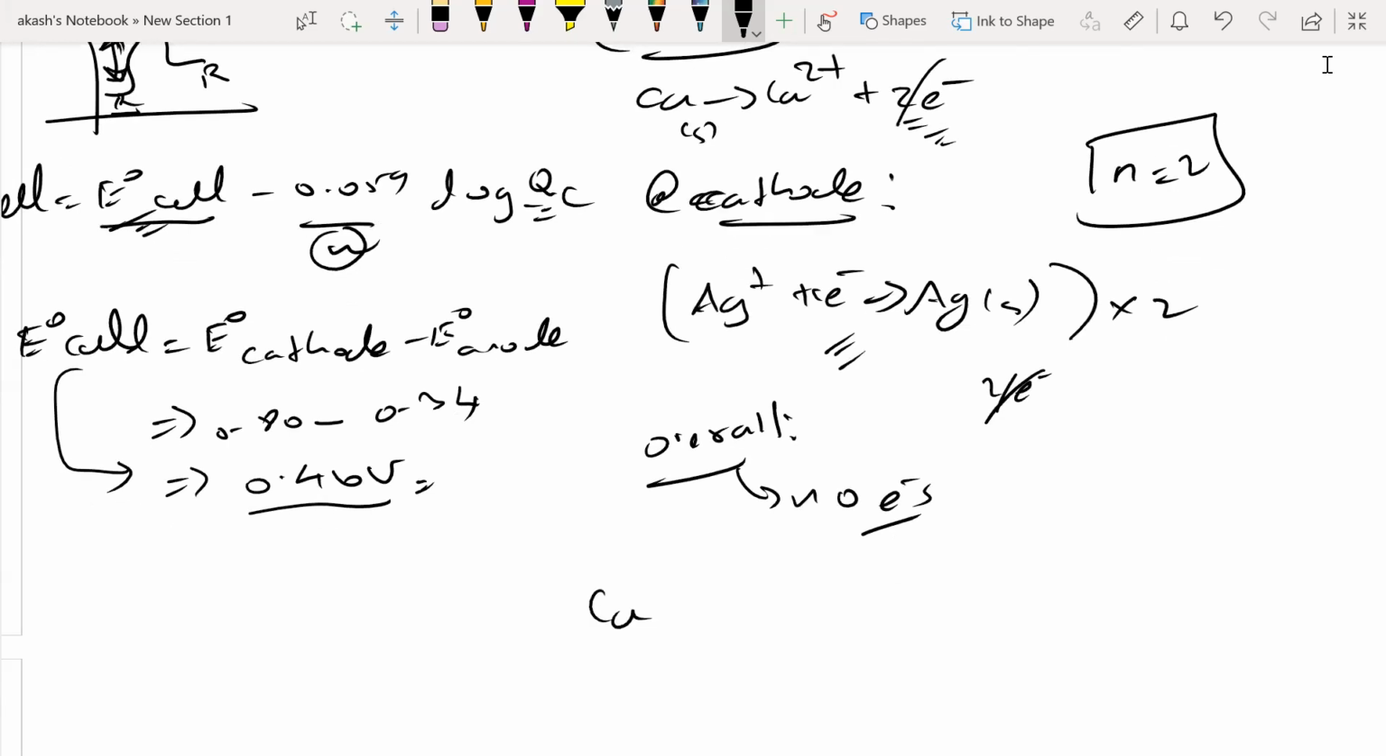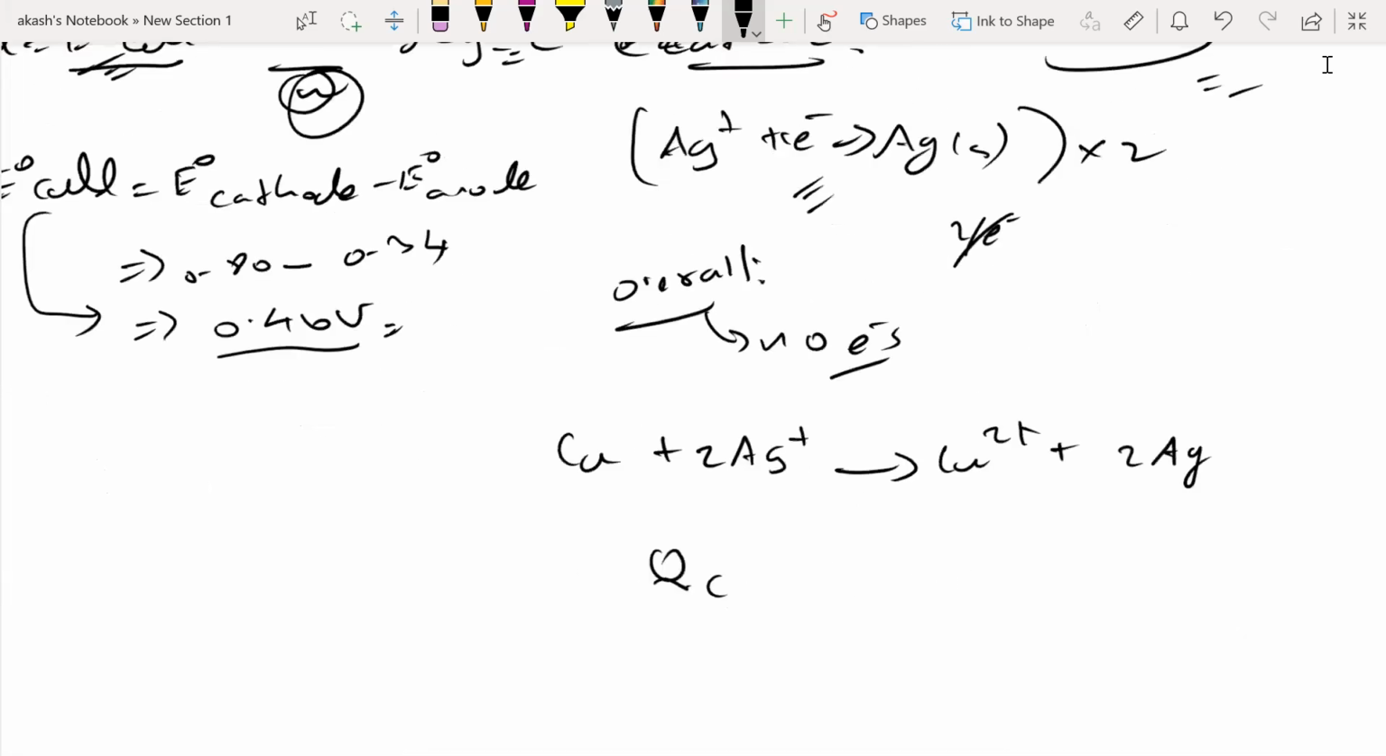Now, once you do this, when you write the overall reaction, how do you write it? You have Cu reacting with 2Ag+, giving Cu2+ plus 2Ag. Now we already know the N value, so we can substitute easily. How do you write the QC of this equation? I know this is a solid, so this and this will not be taken into the picture of QC. Only the ions, that is the aqueous species, we will take.